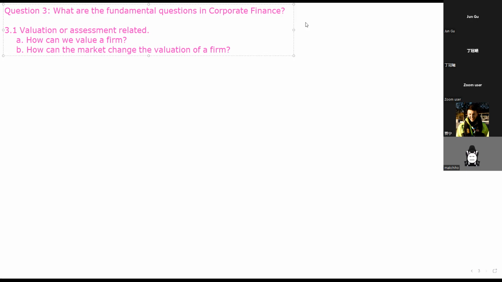So they decided to get their stock listed in the US, in Singapore, or in Hong Kong. But soon they realized the problem: for most Chinese firms listed in New York or other exchanges in the United States, you will find that the stock price is always very low, not very high. So what happened? This responds to the question of how we can value a firm and how the market changes the valuation of a firm.